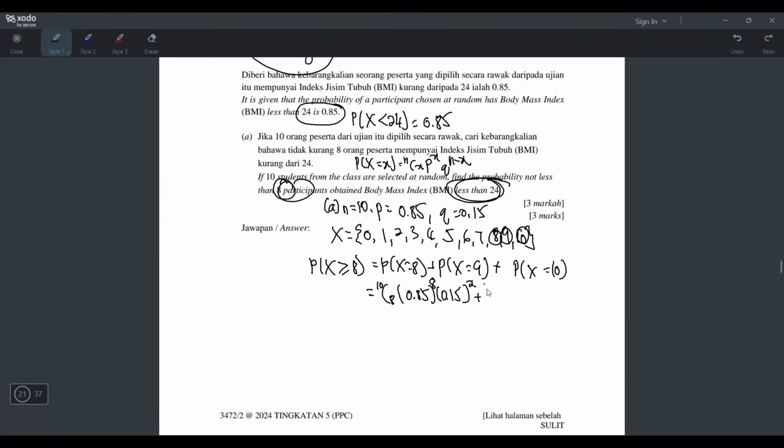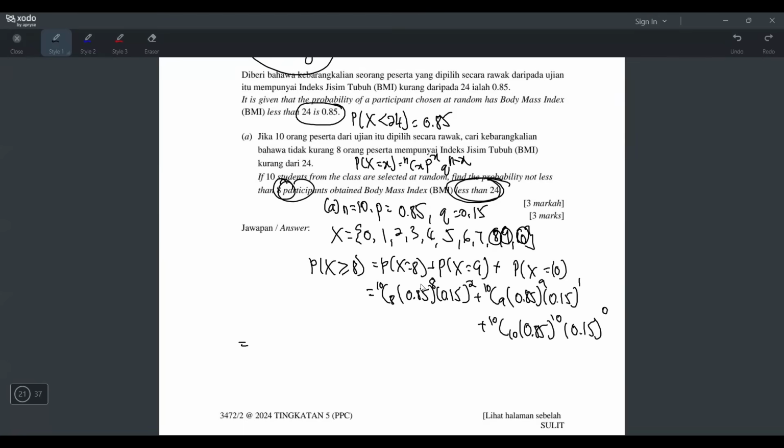The next one, 10C9, repeat the same thing, 0.85, 0.15, but this time is power 9, power 1, because 10 minus 9 is 1. The last one is 10C10, and then 0.85 power 10, and then 0.15 power 0, because 10 minus 10 is 0. Now I'll press the calculator. Let's press the first one first. So what is 10C8?